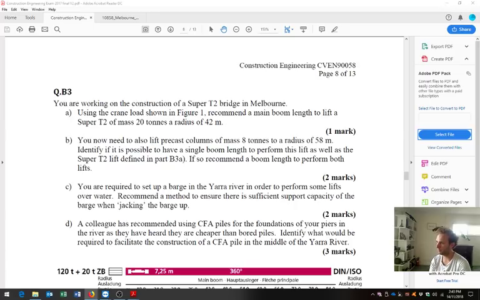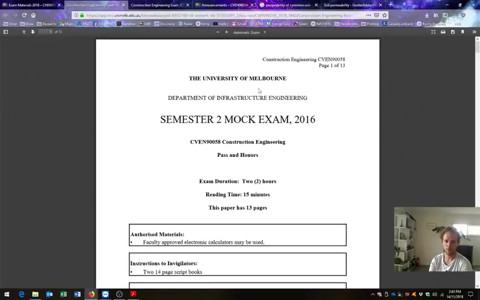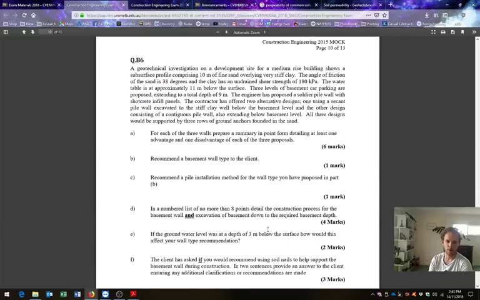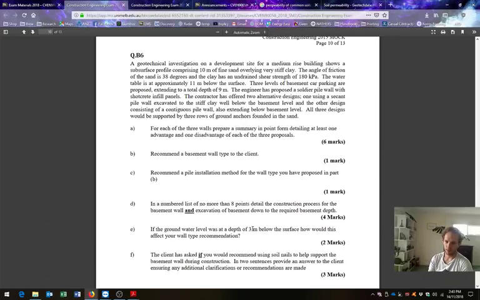So 2015 mock exam B6E. Will increasing water level mean increasing inflow significantly? Okay, I think we need to bring up the question. If the groundwater was to increase to 3 metres, how would this affect your wall type recommendation? What we've got is a fine sand over a stiff clay. The water table's 11 metres down. We want to build 3 levels of basement to a depth of 9 metres, which is still above the water table, isn't it? So yeah, it almost certainly will affect your wall type recommendation.